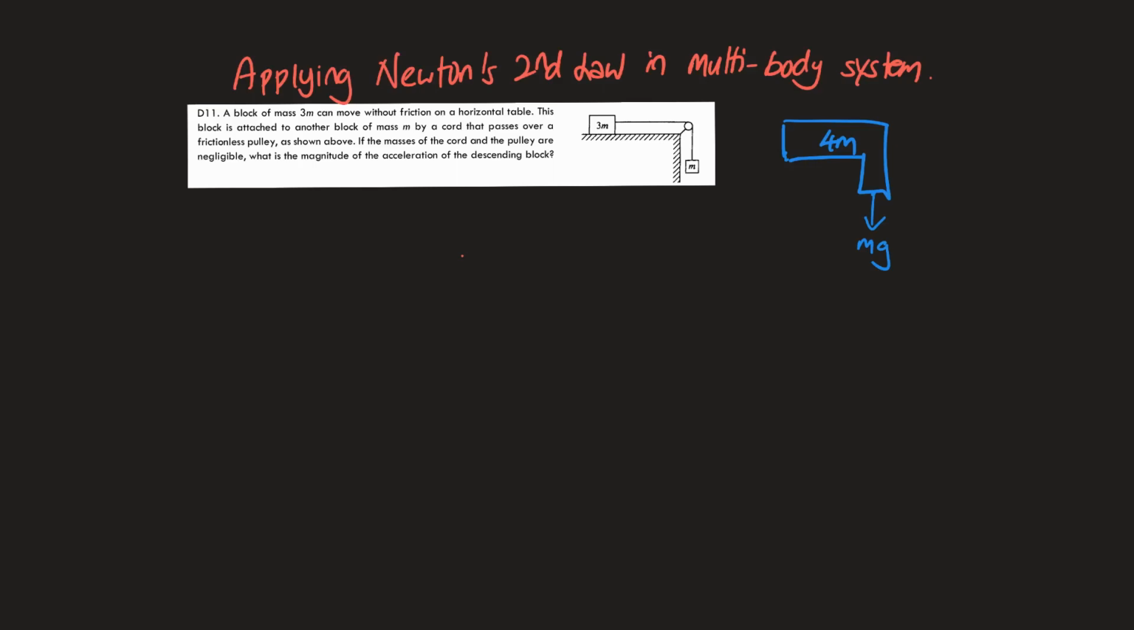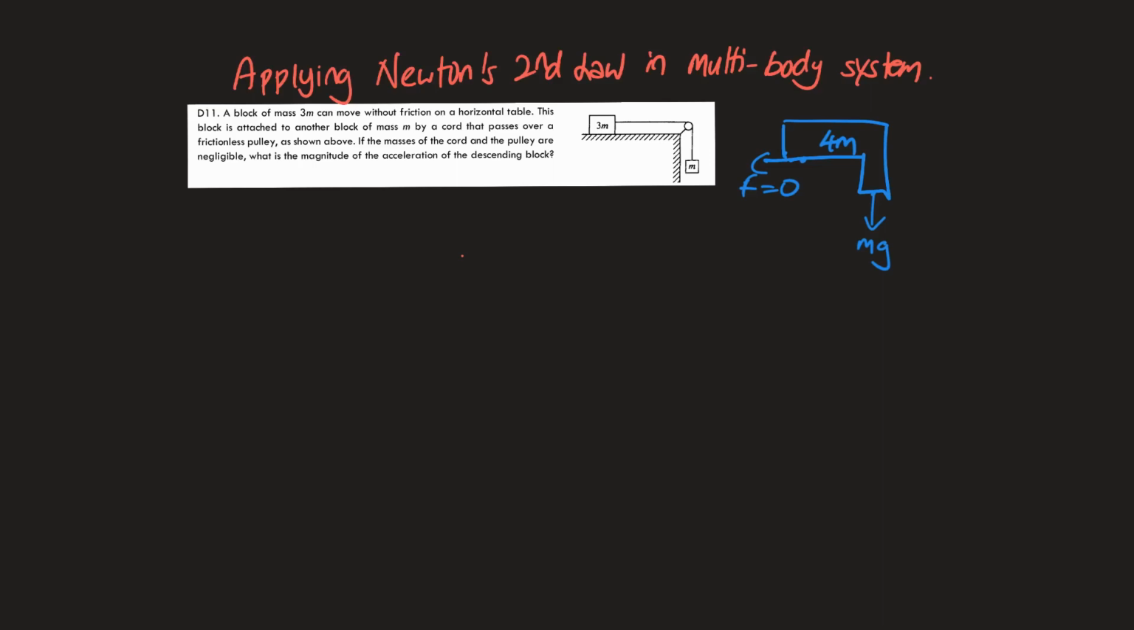Now, the second question that you can ask yourself is, for this big system, is there any external force that prevents the system from falling off the table? Usually, this will be the friction caused by the 3m object resting on the table. In this case, the question tells us that the frictional force is 0, so we can safely ignore this frictional force.